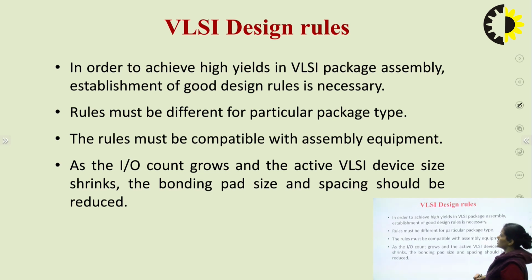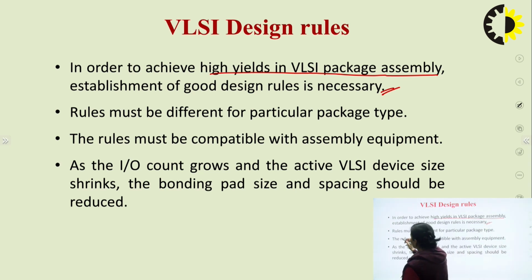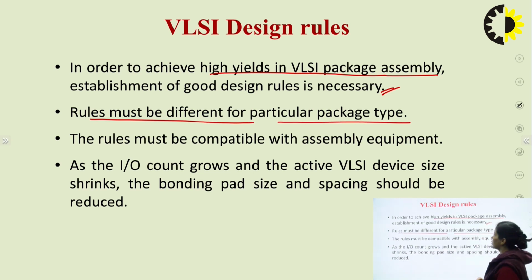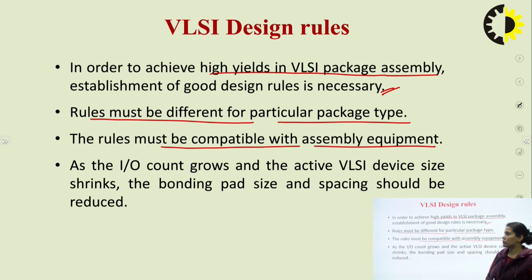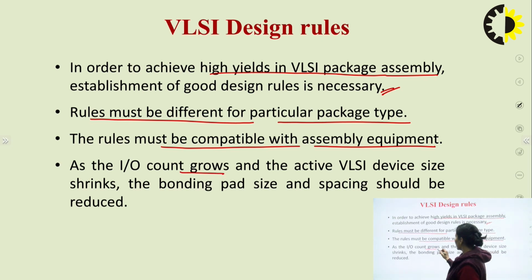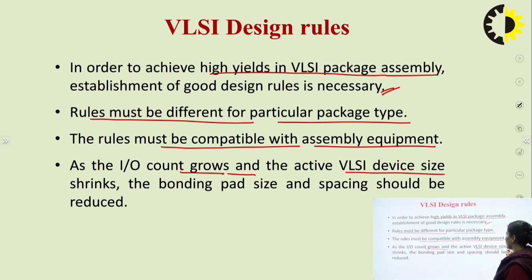When talking about the VLSI design rules, in order to achieve high yields in VLSI package assembly, establishment of good design rules is very necessary. So the design rules have to be followed so that we can come up with the good yields. That is the ratio of the good ICs is high enough. And also this is noteworthy that rules must be different for the particular package types. The rules must be compatible with the assembly equipments. So these are the important points to consider. As the input-output gate count grows, that is the active and VLSI device size shrinks, the bonding pad size and the spacing should be reduced.